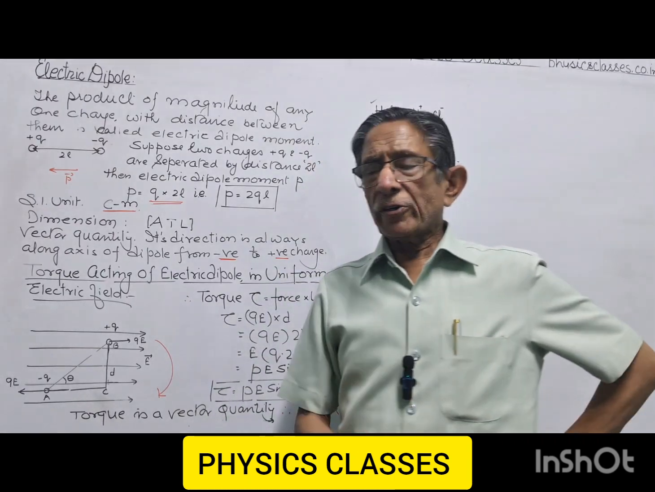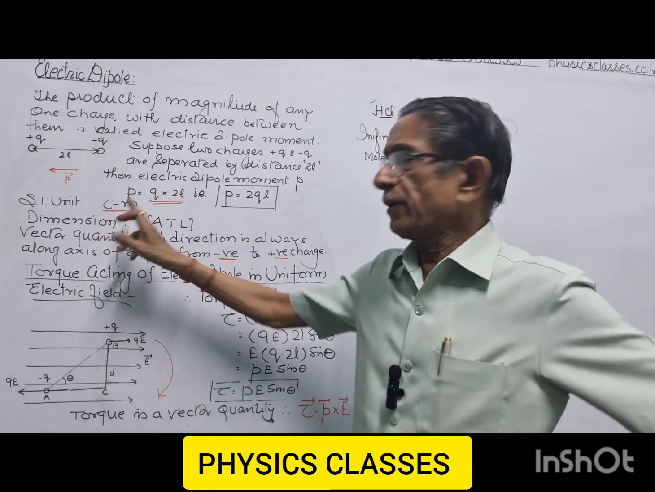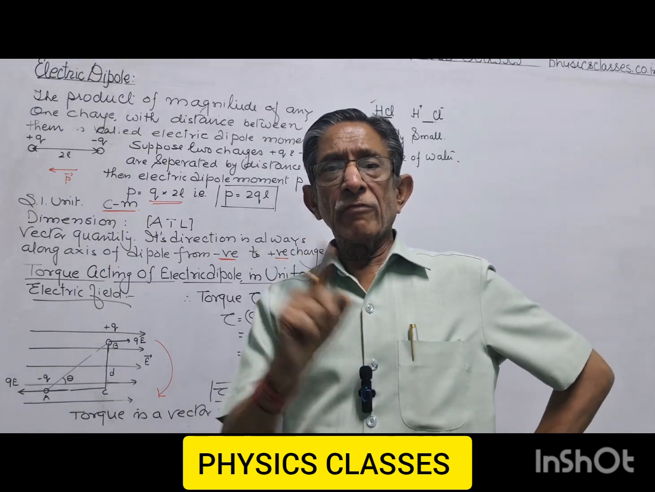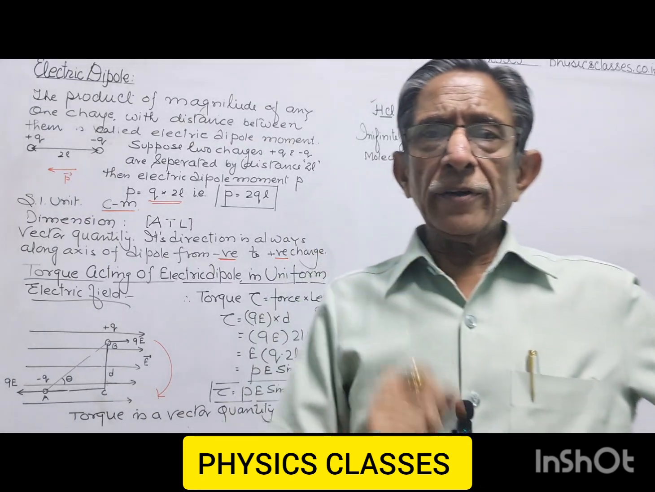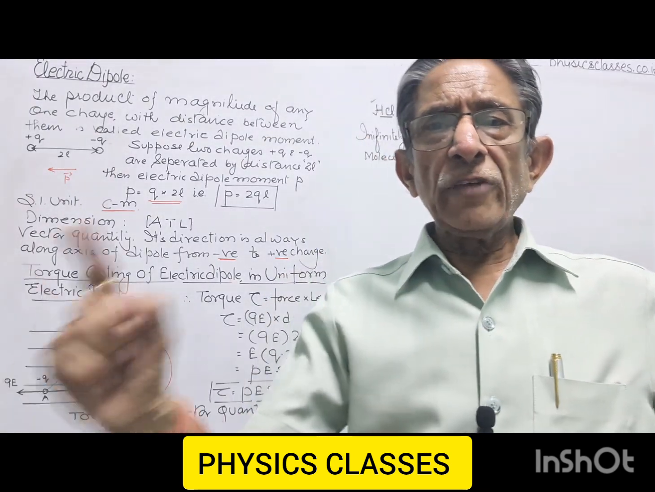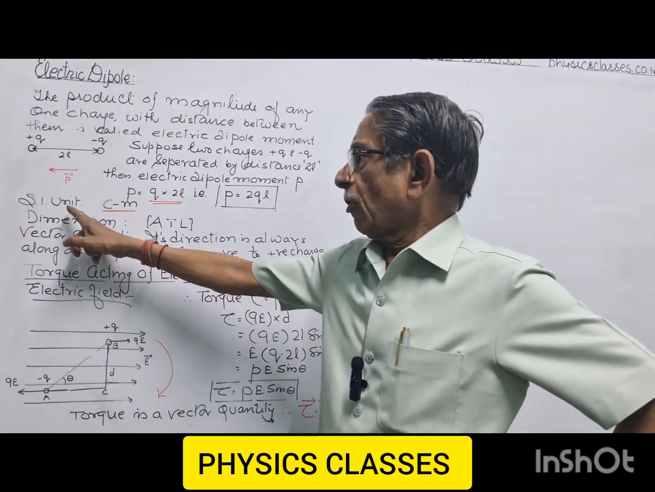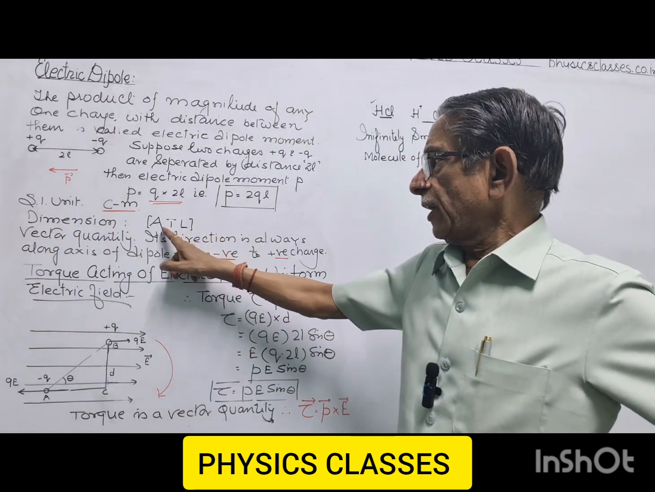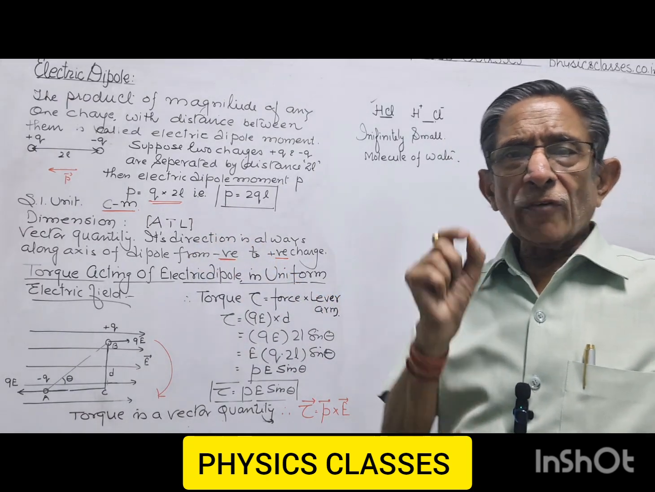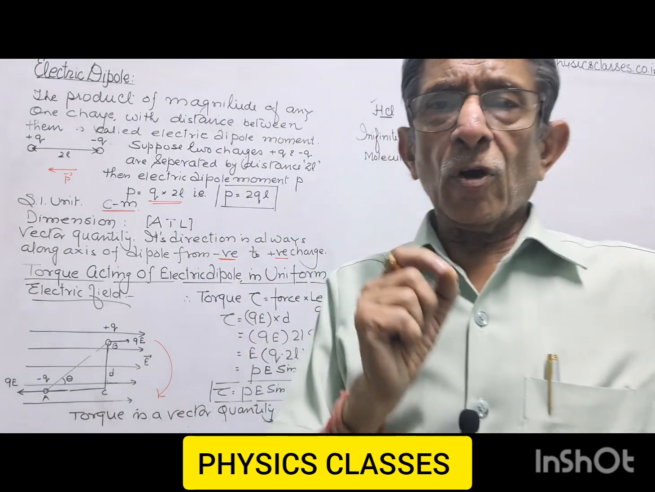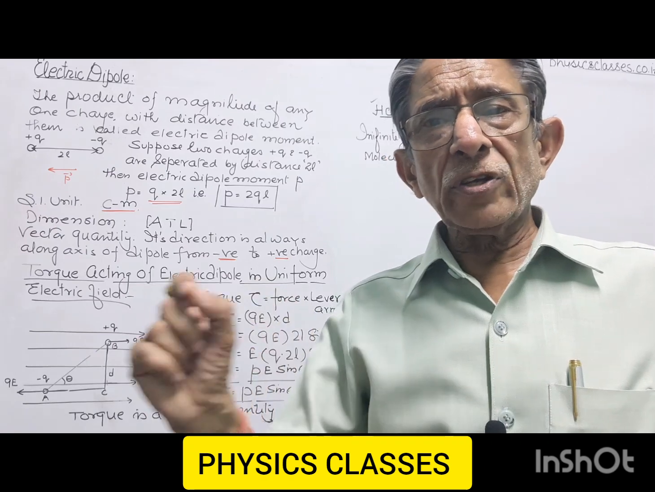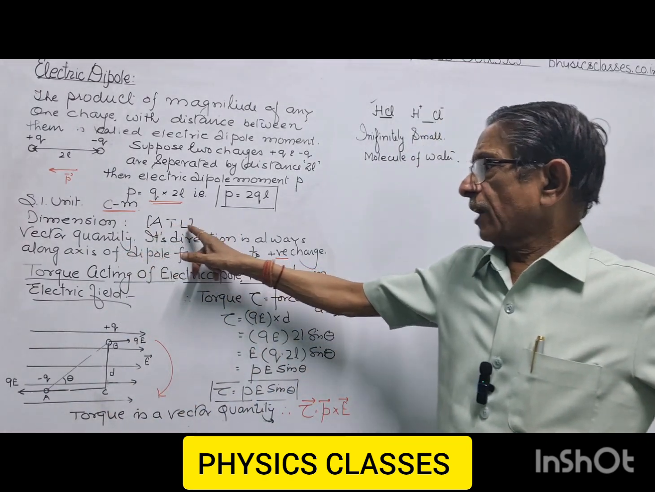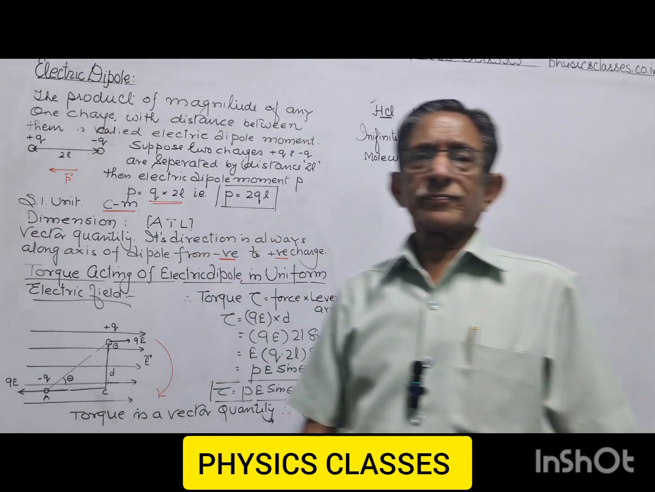Now let us see what is the unit of electric dipole moment. Basically, electric dipole moment is the product of charge with distance. The unit of charge is coulomb, unit of distance is meter. That's why the unit of electric dipole moment is coulomb meter, and the dimensions are ATL. So now you have to remember the dimensions also, because now dimensions are also asked in CBSE examination. So you should remember that the dimension of electric dipole moment is ATL.